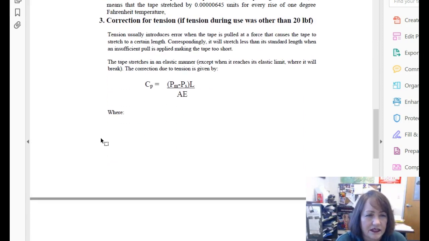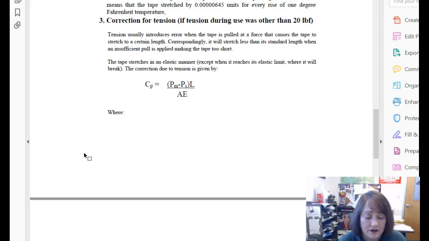All right, the third one is a correction for tension. We had talked about this when we talked about using the steel tape. Generally speaking, when you're measuring from one point to the other, you give the tape a good snug pull. Snug is about 20 pounds. It means that you're pulling on it with a force of 20 pounds. Now, if you pull with a force less than that, the tape will be a little bit short. And if you pull with a pull stronger than that, the tape will be a little long.